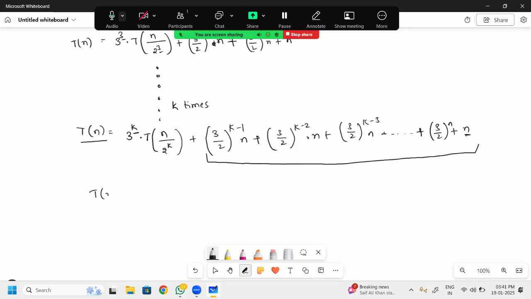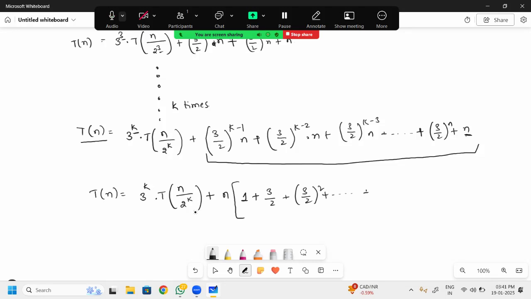So T(n) is equal to 3^k times T(n/2^k) plus, from all these terms, I am going to write n separately. So again I am writing this in reverse order. When I take n common, I will get only 1, plus from this I will get 3/2, and from the next term I will get (3/2) squared.